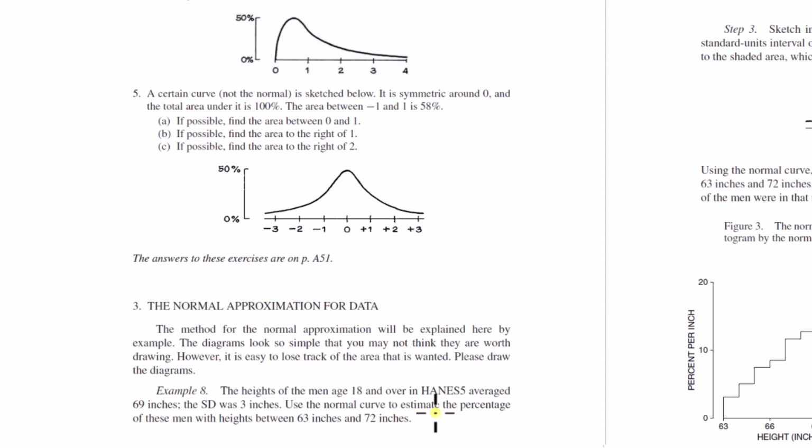Now with that, and we don't know the histogram, so with that, let's estimate the percentage of these men in this exact study that had heights between 63 and 72 inches. So how do we do that? With everything we learned in section 1 and 2, how can we answer this question? Well, all right, so remember what we talked about in the previous videos.